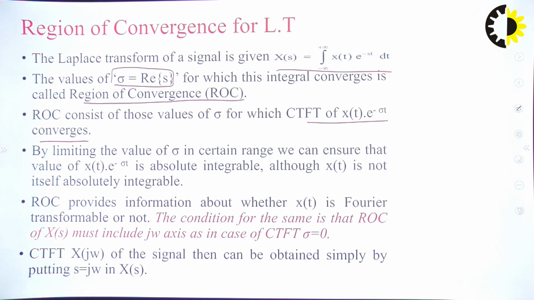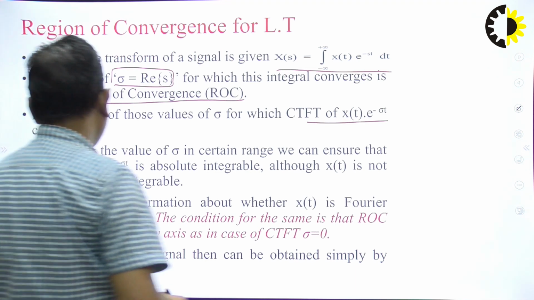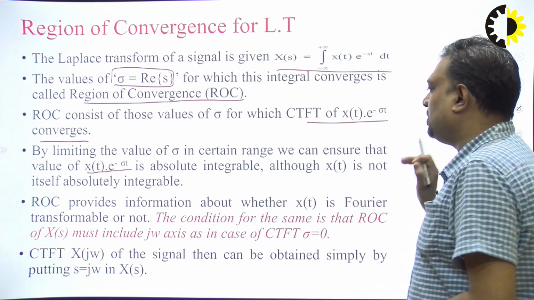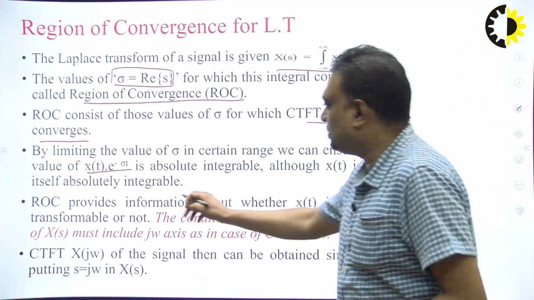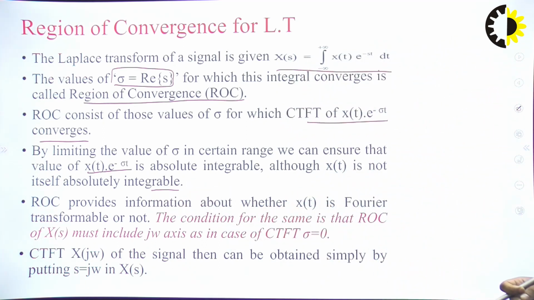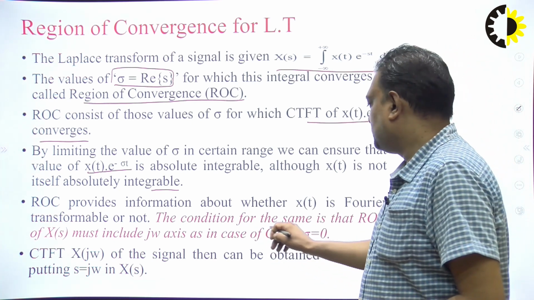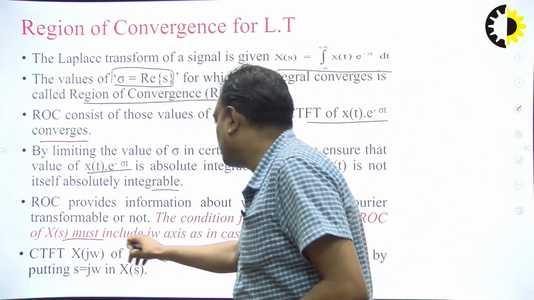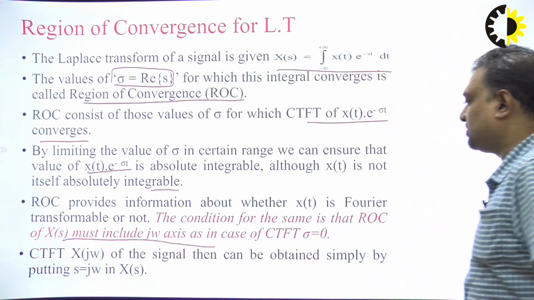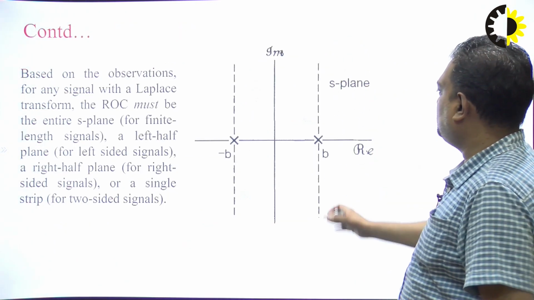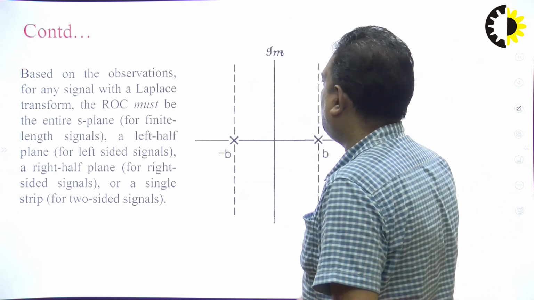Now if we limit the values of sigma to a certain range, we can ensure that x(t) times e to the power minus sigma t is absolutely integrable, although x(t) itself is not absolutely integrable. So ROC also provides information about whether x(t) has a Fourier transform or not. The condition for this is that the ROC must include the j omega axis. You can see the ROCs here; the boundaries are parallel to the imaginary axis.